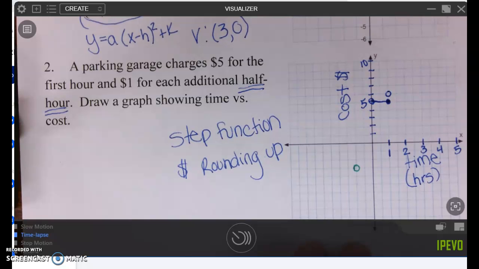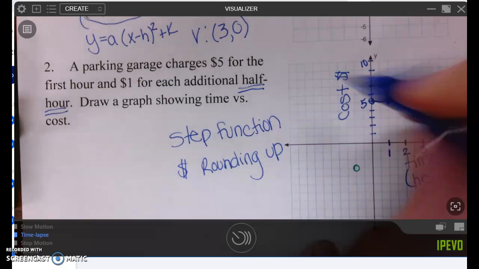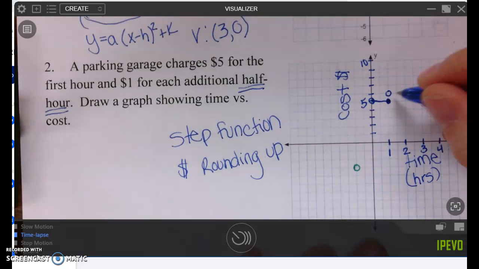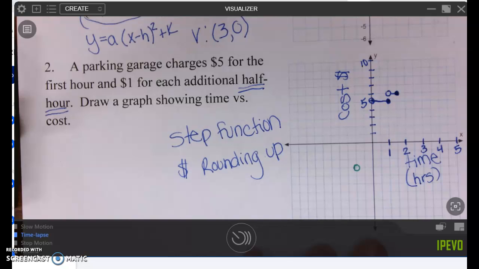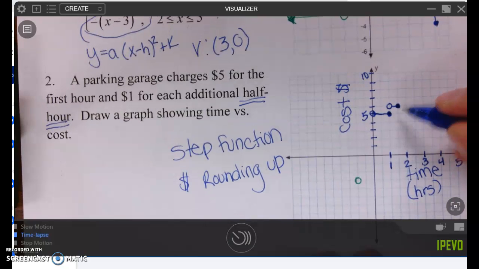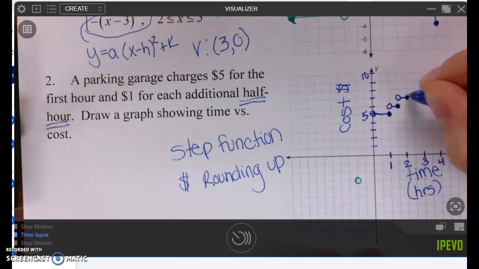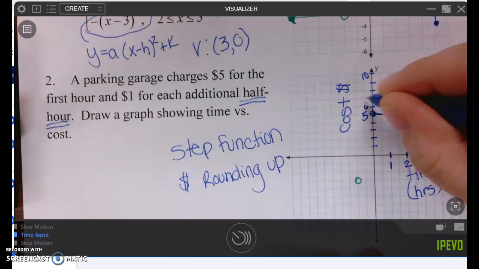at $6. And then it's, let's see, $1 for each additional half hour. So that's the jump up to $6. And that's only the case for half an hour. So I'm only going to go to 1.5 hours, and I'm going to have a closed circle. Alright, so if you're in there just over an hour, up to an hour and a half, you're going to pay $6. If you're in there for just over an hour and a half, so an hour and 31 minutes, up to 2 hours, you're going to pay $7.